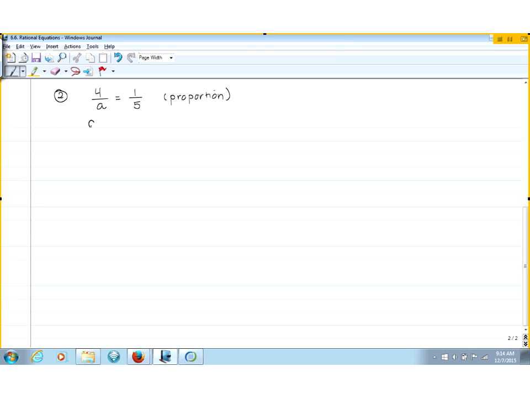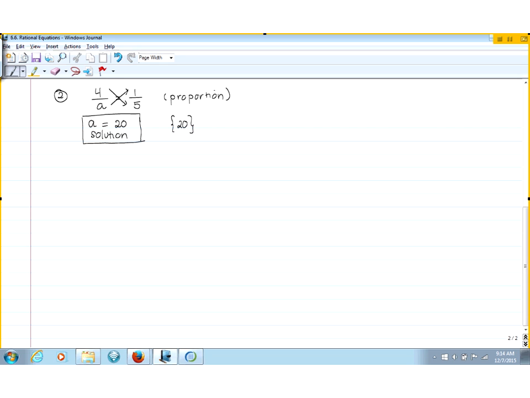So a times 1 is a. 4 times 5 is 20. Now I need to check. A equals 20. Does it make the denominator 0? Yes or no? If I put 20 here, is this 0? No. So this is a solution. Whenever we have any denominator, we need to check to make sure the denominator is not equal to 0. So we have one solution, which is 20. So for a proportion we can cross multiply.